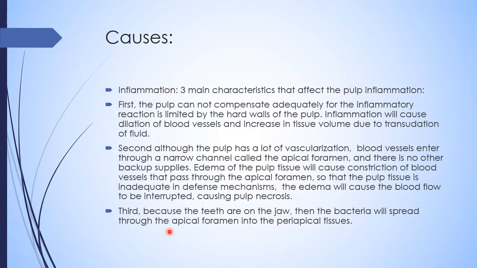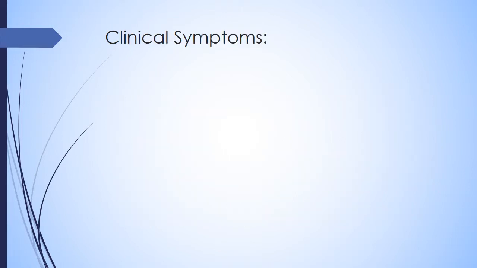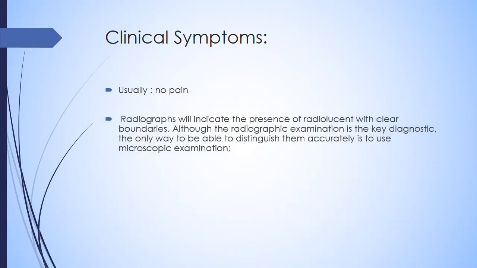Third, because the teeth are in the jaw and there is infection which passes from the apical foramen, the bacteria will spread through the apical foramen to the peri-apical tissue. What are the clinical symptoms? Usually there is no pain in the tooth. Radiographs will indicate the presence of a radiolucent area with clear boundaries.